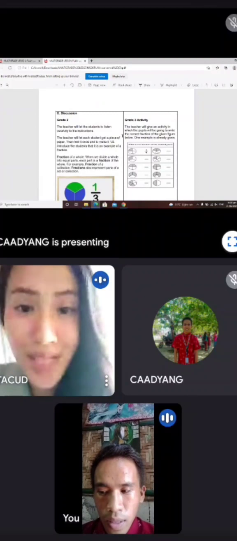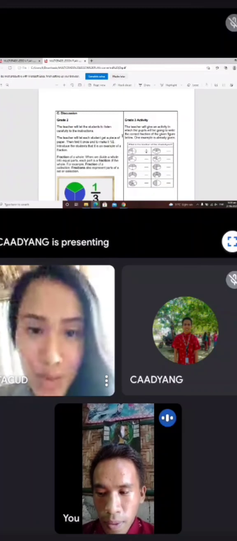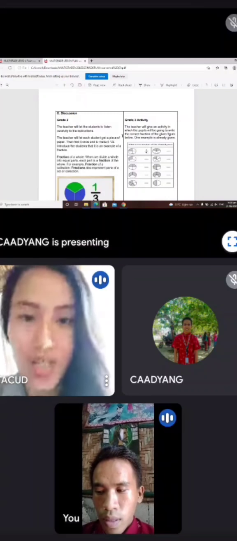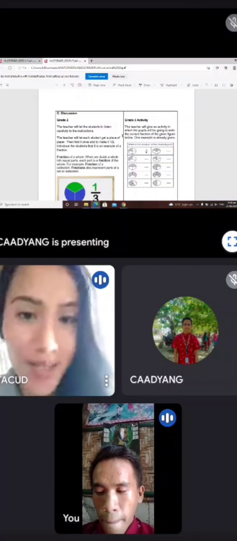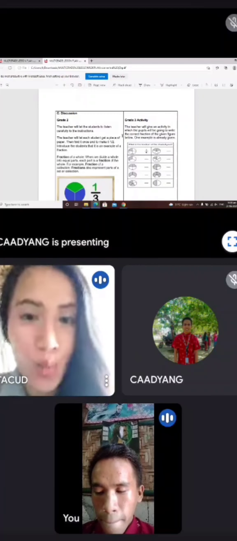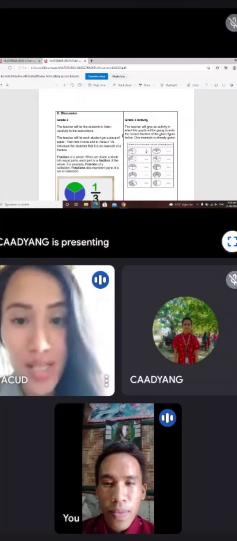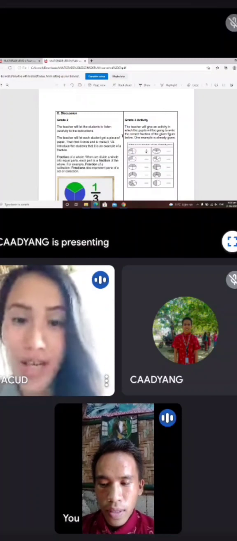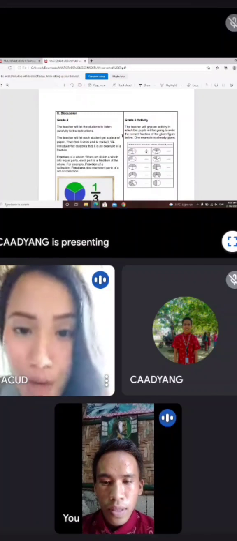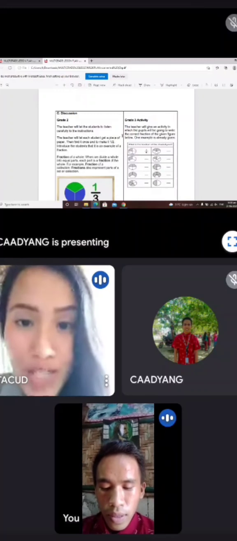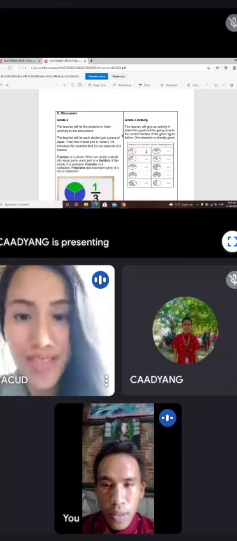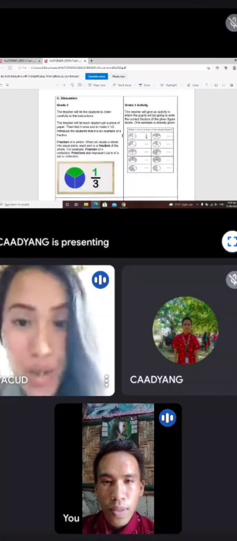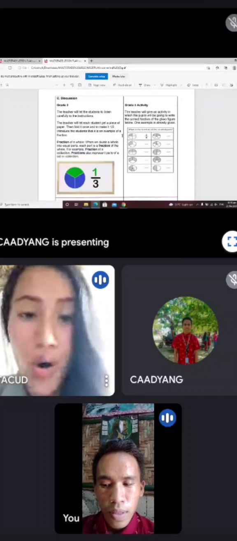So now, for the discussion, for grade 2, the teacher will let students listen carefully to the instruction. The teacher will let each student get a piece of paper, then fold it once to make it one half. Introduce the students that this is an example of a fraction, and also give the definition of fraction, in which you divide a whole into equal parts. Part is a fraction of the whole. For example, a fraction of a collection, or fractions also represent parts of a set or collection.